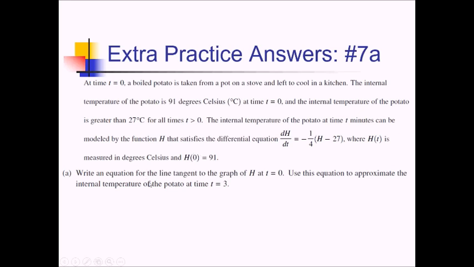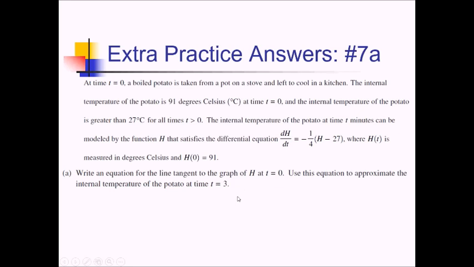So first task on this one, we want an equation for the line tangent to the graph of h, which again they're not showing us explicitly, at time 0, and then use it to approximate internal temperature at time 3. All right, so tangent line equation in general, using our tangent line formula, we need h of some starting value. So in general, h of a plus h prime of a times x minus a. Now in this case, the launching off point is 0. That's the a value for this.